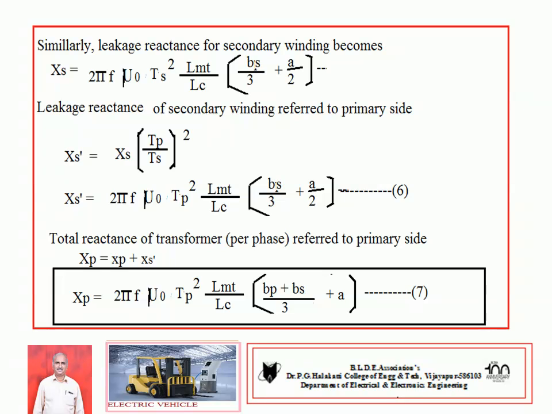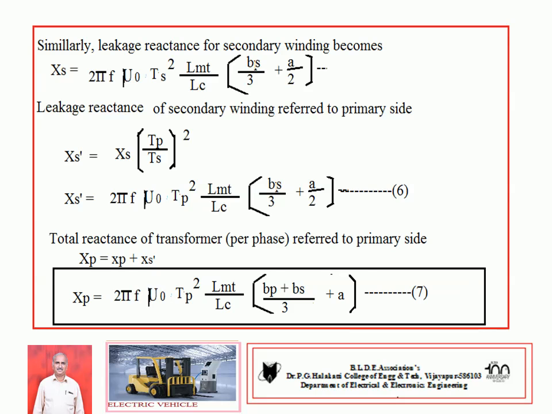Similarly, the leakage reactance for the secondary winding you should not derive separately; it is the same expression. Now you replace the number of turns of the primary winding TP by TS, and the radial width of the primary winding BP is replaced by DS, that is one change. TP is replaced by TS. The rest of the terms are the same. Now we know the secondary leakage reactance.